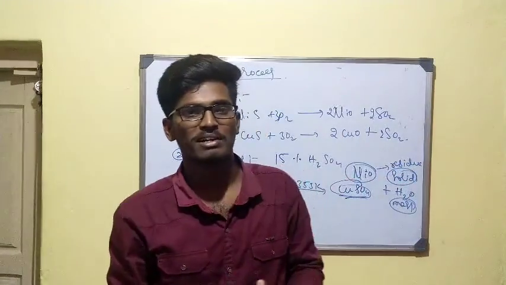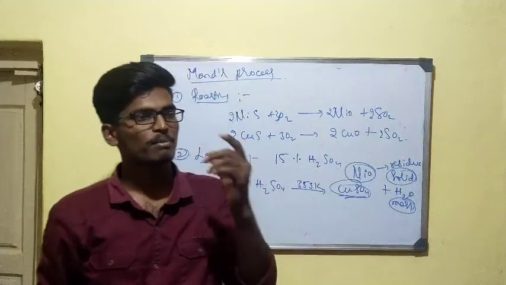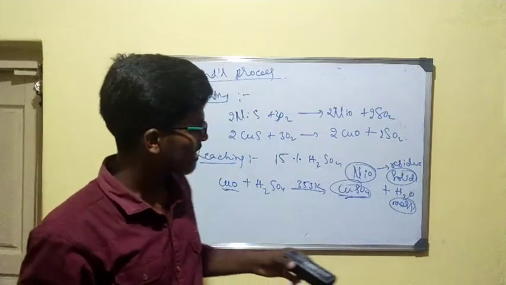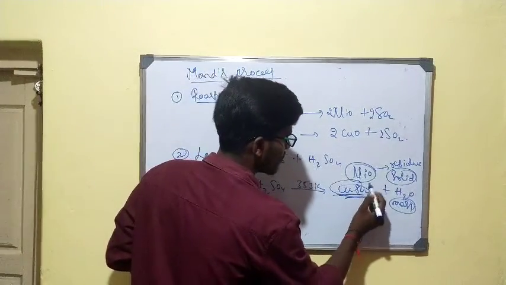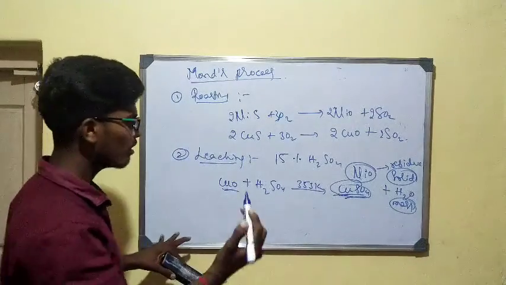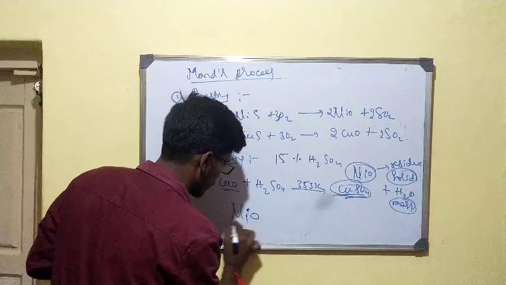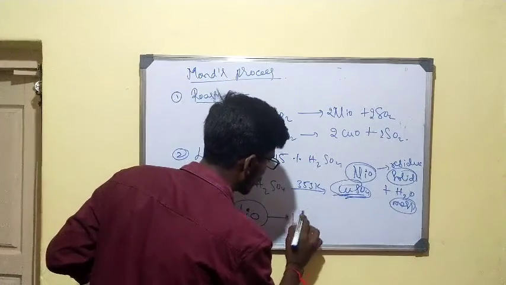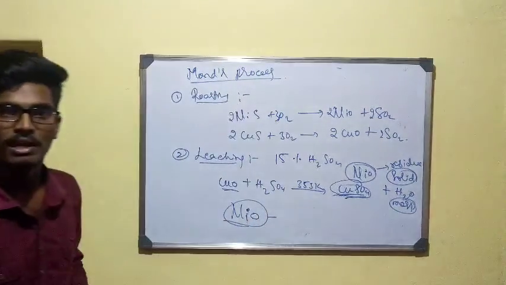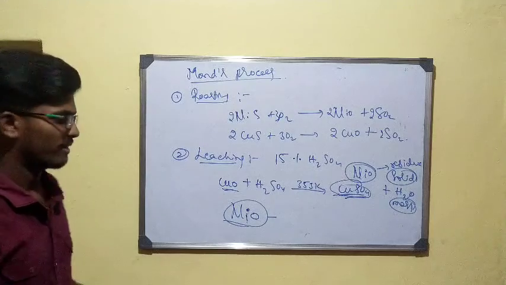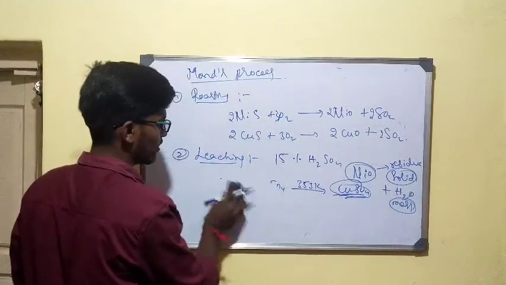Then how are you going to separate them? By a simple process, that is called filtration. Through filtration, you can separate the copper sulfate and nickel oxide. After filtration, you will be successful in removing the nickel oxide. Right. This is the second step.